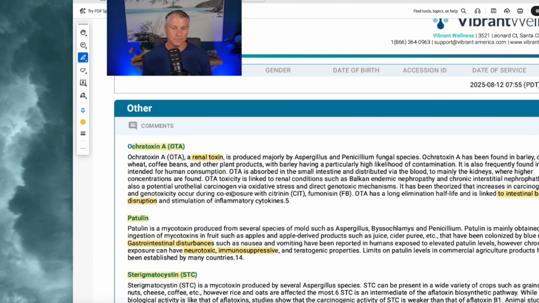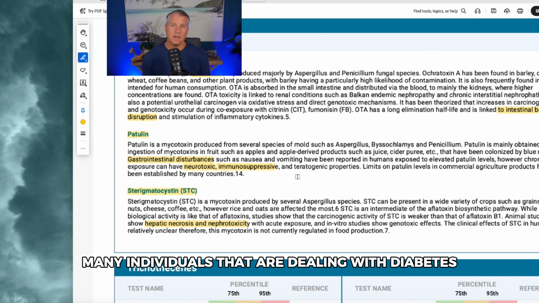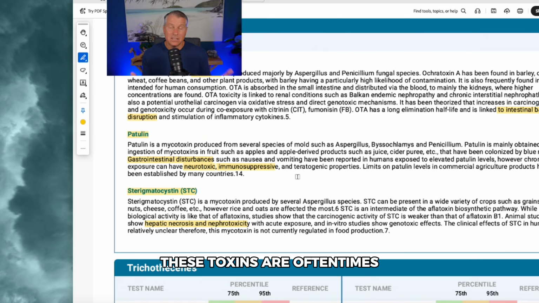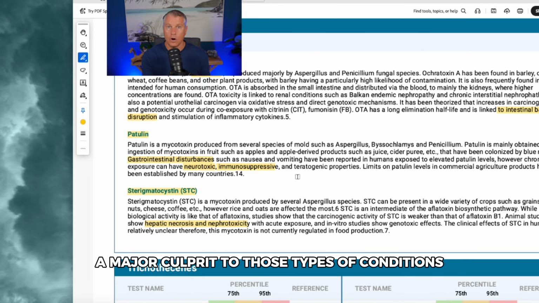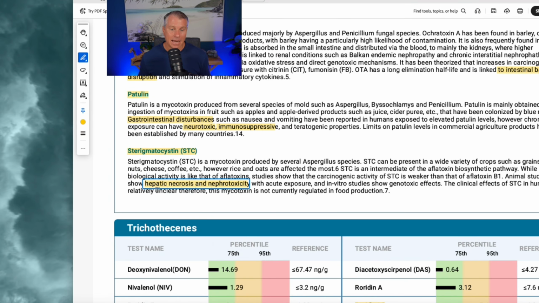So there's multiple problems that these underlying problems are creating, and unfortunately for most people, they're just addressing the symptoms and not the cause. Patulin, again, leads to GI issues, leaky gut, but it can also lead to what? Neuropathies. Many individuals that are dealing with diabetes have neuropathy. You may be one of them. These toxins are oftentimes a major culprit to those types of conditions. Look at this, STC, hepatic, remember that means liver, necrosis. This is liver death. The liver is dying and being destroyed, as well as a nephrotoxin, which means what? Nephrologist is a kidney doctor. So this is your kidneys being broken down.